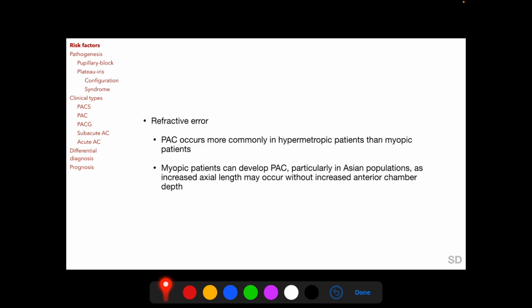Primary angle closure occurs more commonly in hypermetropic eyes, but myopic patients can develop primary angle closure, and this has been found particularly in Asian population, as increased axial length causing myopia may occur without increased anterior chamber depth, thus maintaining the risk towards primary angle closure.